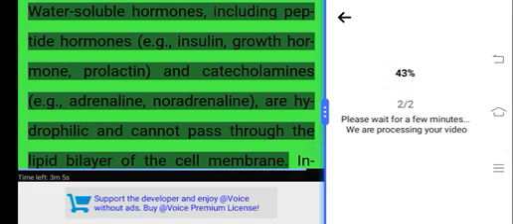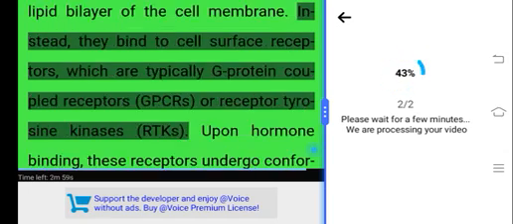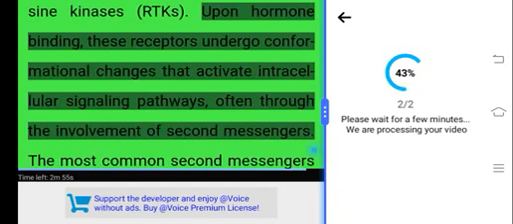Water-soluble hormones, including peptide hormones, e.g., insulin, growth hormone, prolactin, and catecholamines, e.g., adrenaline, noradrenaline, are hydrophilic and cannot pass through the lipid bilayer of the cell membrane. Instead, they bind to cell surface receptors, which are typically G protein-coupled receptors (GPCRs) or receptor tyrosine kinases (RTKs). Upon hormone binding, these receptors undergo conformational changes that activate intracellular signaling pathways, often through the involvement of second messengers.